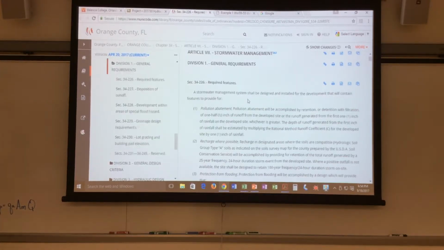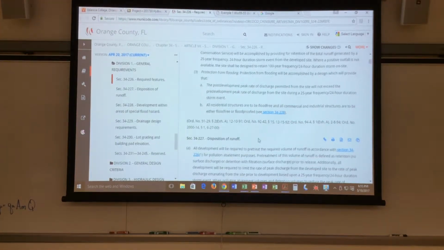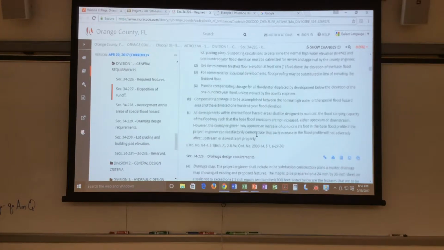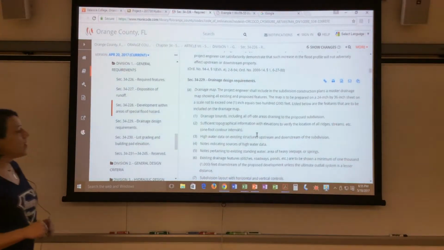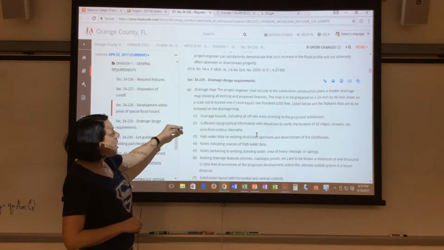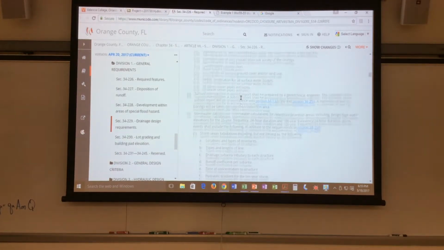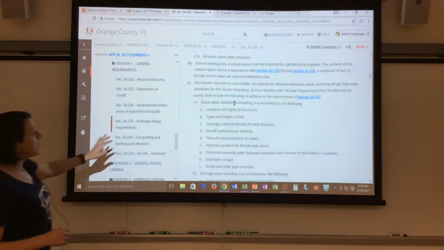It tells you that there's pollution, recharge. So these are stormwater management requirements. It talks about the soil types, protecting the floodplain, runoff, development within a special hazard area, design requirements. It tells you you have to have a drainage map that goes by this many contours. So we have to delineate our floodplain. We have to tell them what type of soils. And then it goes on to the stormwater calculations.